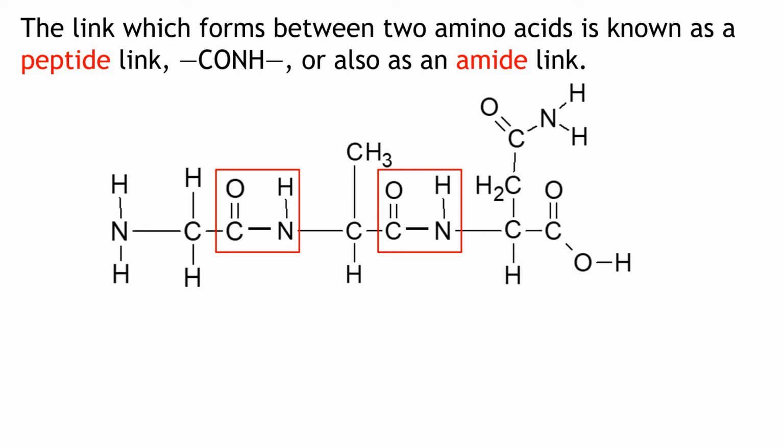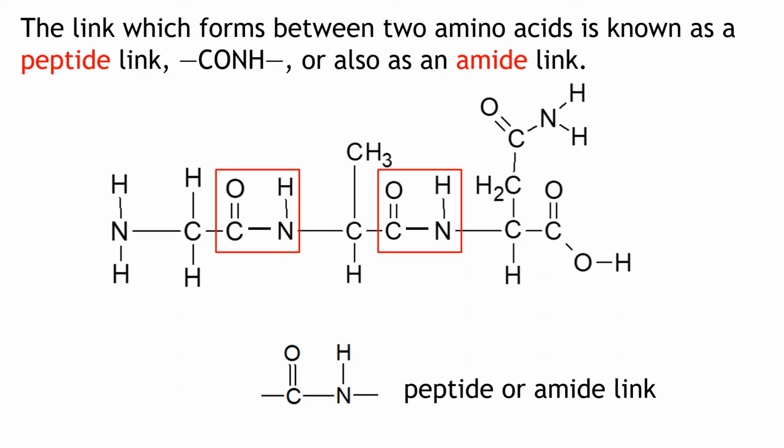This is a link you'll need to recognize in the higher course. So if you see a C double bond O NH present in a molecule, that's a clue that we've got a peptide or an amide link.